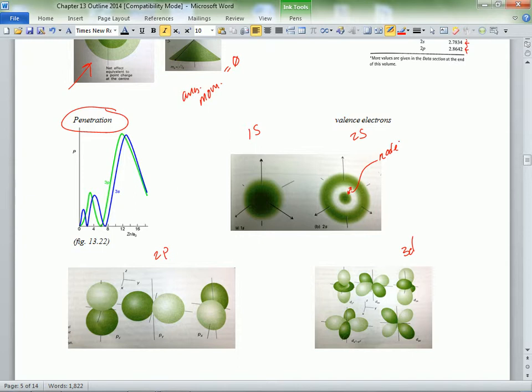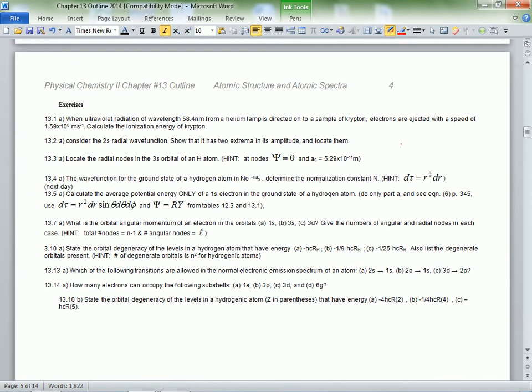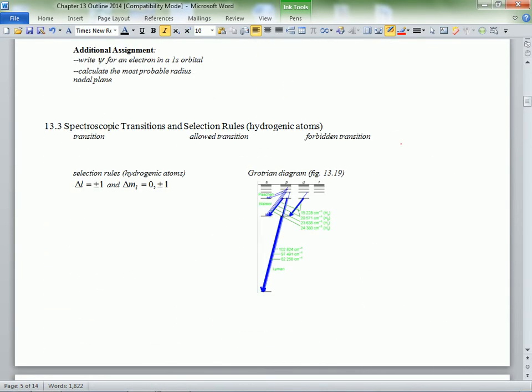Go back. Go back in the notes. Get some nice plots of that stuff. Look at that. Here's n equals 2. So this is the 2s, the 2p.